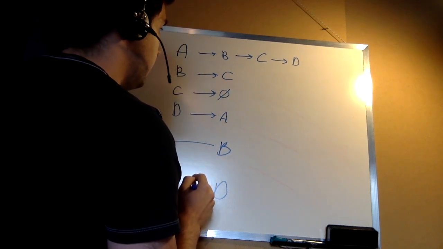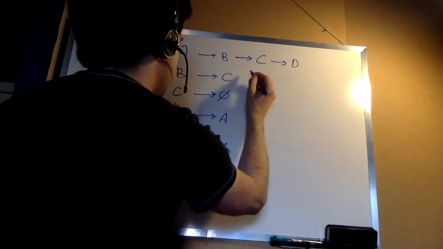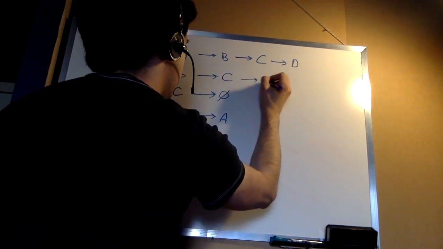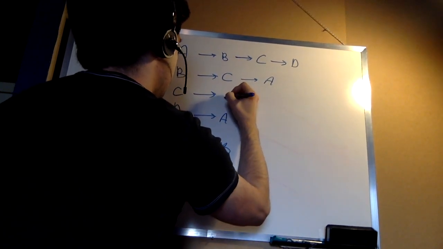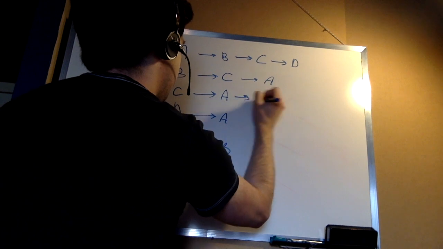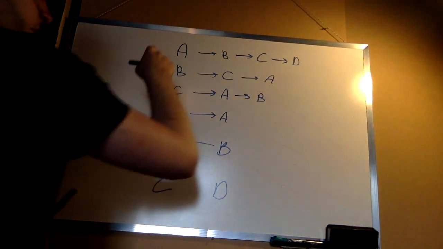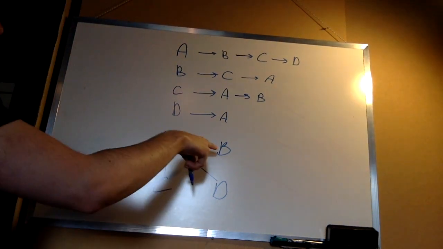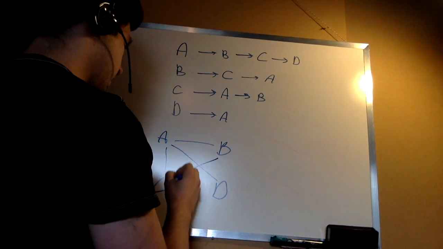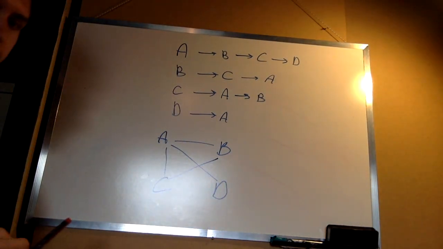So this would also have A. C would also have A and B, and D would also have A, right? Okay. So A points to B, D, C. B points to just C. D points to A. Okay, so that's our completed graph right there.